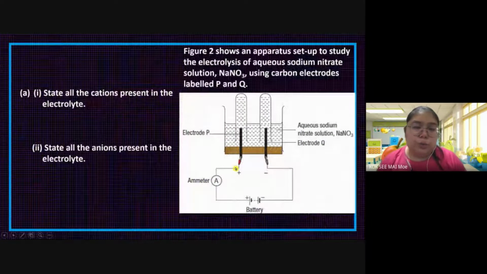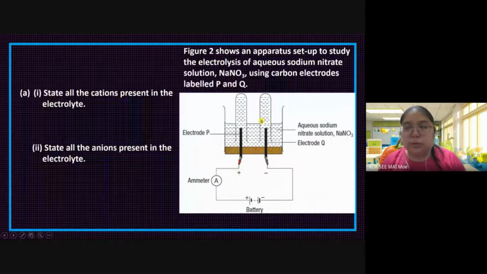Okay, number two, you also need to do. This one is an apparatus set up to study the electrolysis of sodium nitrate solution. They have electrode P and electrode Q, using carbon electrodes, both are carbon.